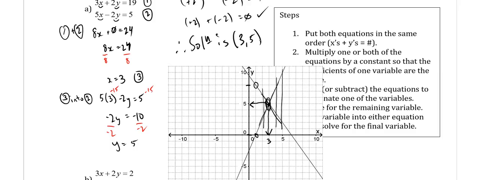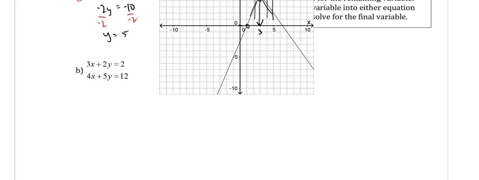Sometimes you're asked for a check, and if you're asked for a check, then you have to check in the opposite of the one you subbed into, only in this last step. Doesn't matter what you did above it, just down here. If I subbed into 2, I would have to check it in 1. Otherwise, my check is basically useless. That's the reason why we have to do it that way.